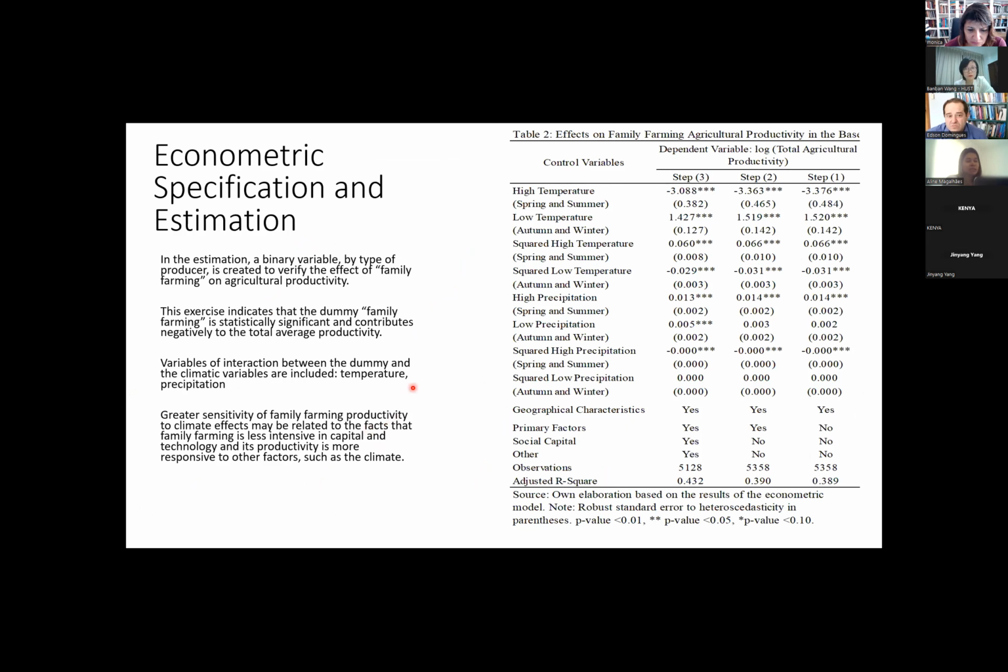So this is the econometric specification and estimation in this paper. This exercise included some dummies and interaction variables between the dummies and the climatic variables, which include the temperature and the precipitation. And we see here a greater sensitivity of family farming productivity to climate effects. And this sensitivity may be related to the fact that family farming in Brazil is less intensive in capital and technology, and its productivity is more responsive to other factors, such as the climate. Edson, please.